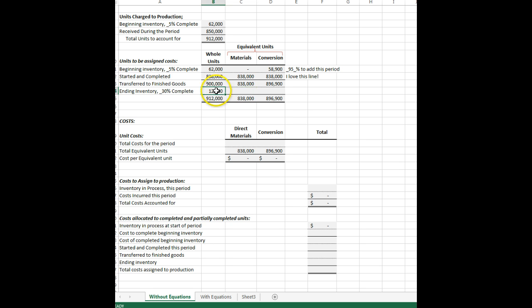Okay, ending inventory, 12,000 units, 30% complete for conversion costs, but for materials, again, materials are added at the beginning of the process. So it's going to be the whole 12,000. In this case, it's going to be the 12,000 times 0.3 or 30%. And that gives us our equivalent units of 850,000 for materials and 900,500 equivalent units for conversion costs.